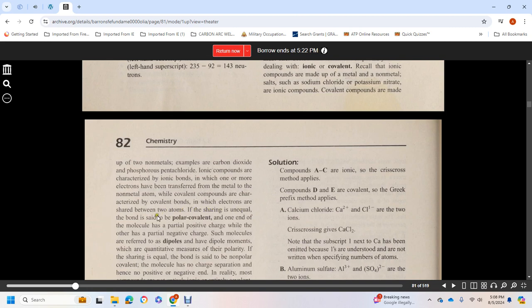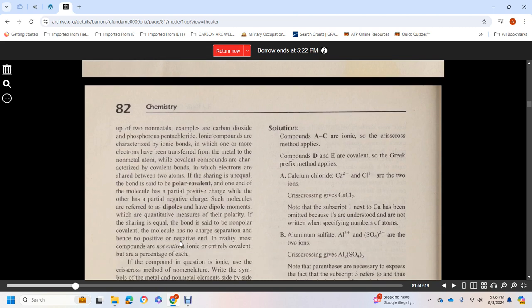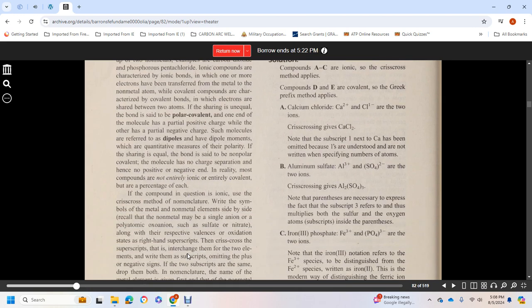If sharing is unequal, the bond is said to be polar covalent. If one end of the molecule has a partially positive charge while the other has a partially negative charge, such molecules are referred to as dipoles, with dipole moments as the quantitative measure of their polarity. If sharing is equal, the bond is said to be nonpolar covalent, and the molecule has no charge separation, with no positive and negative end. In reality, most compounds are not entirely ionic or entirely covalent, but are a percentage of each.